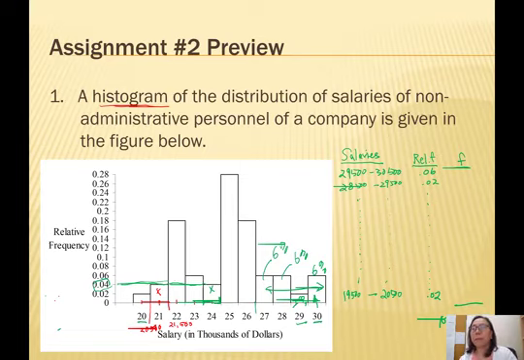Right? So how do we go from a relative frequency of 0.06 to the actual number of people that make that much money? Earlier, one small formula that was given was to find the relative frequency, right? Which was frequency divided by n, right? But this time it's frequency that we're looking for.